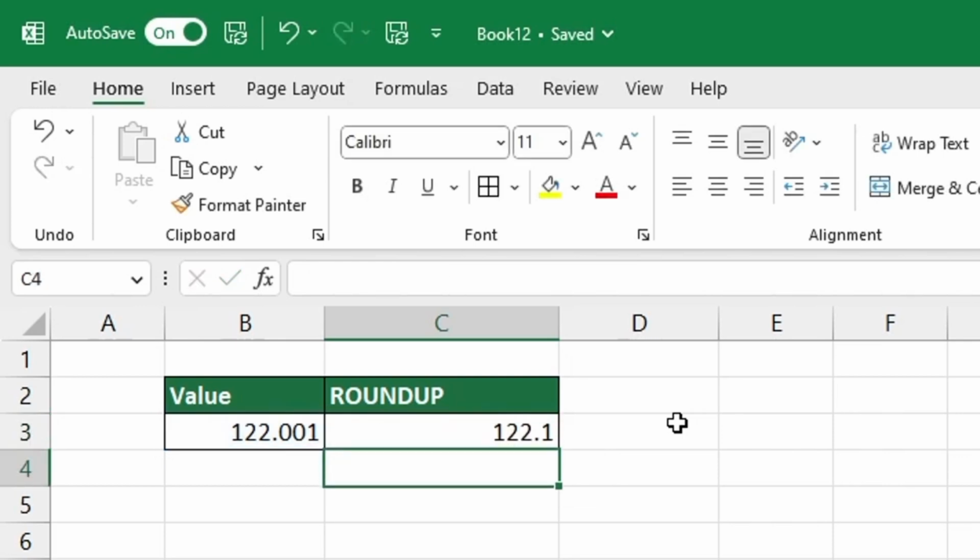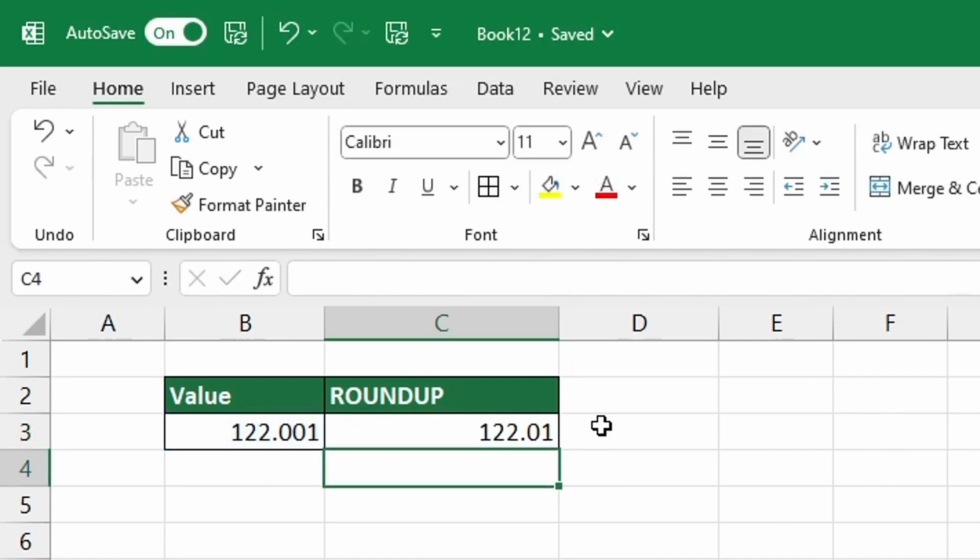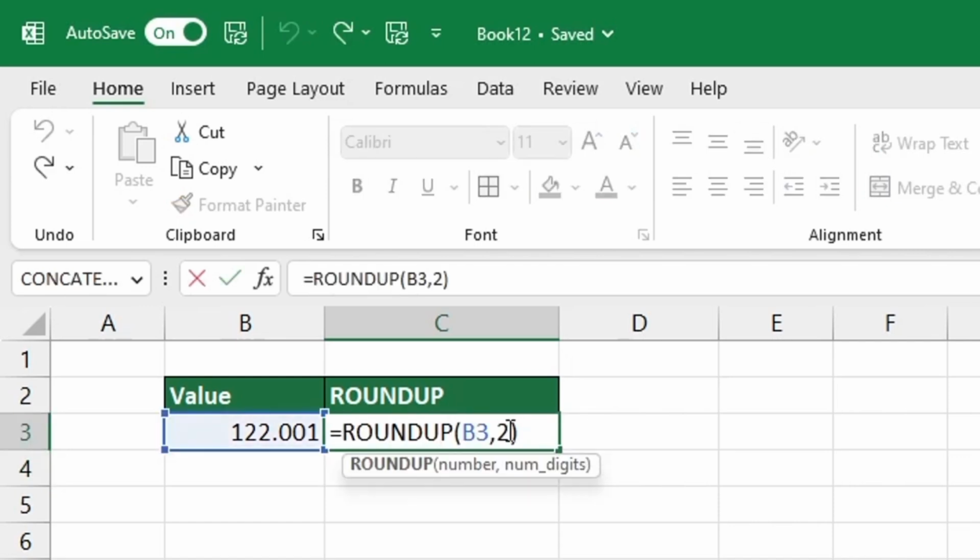In C3, Excel will display the rounded up result of B3 to one decimal place. To round a number to two decimal places, just use 2 in the function. The number will then be rounded up accordingly. You can round any number up to the desired number of decimal places by using positive numbers such as 1, 2, 3, and so on.